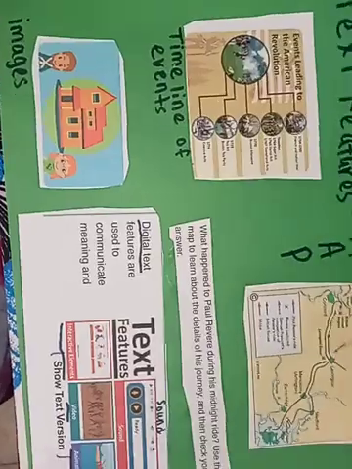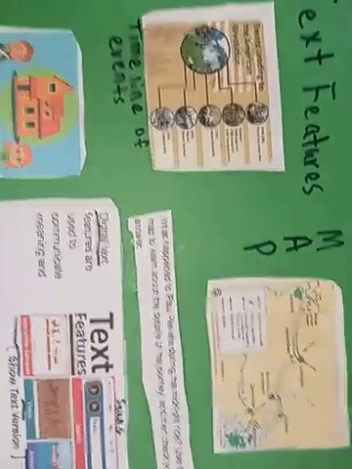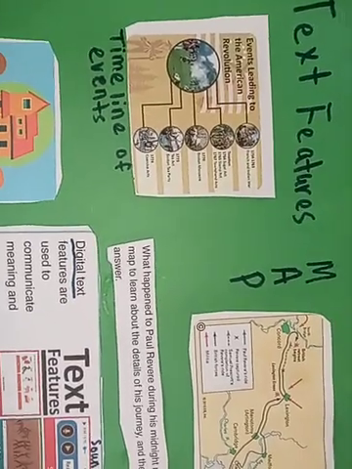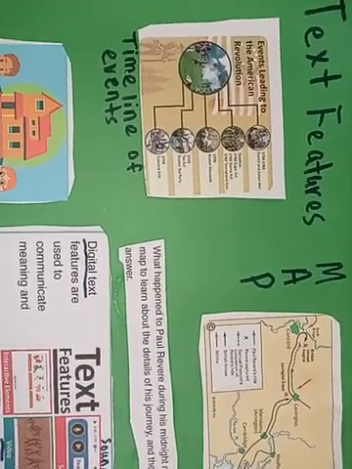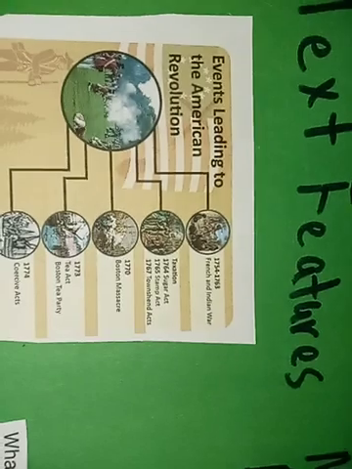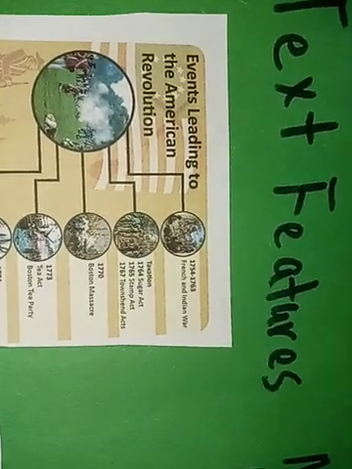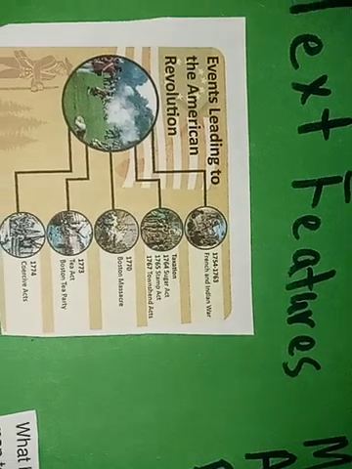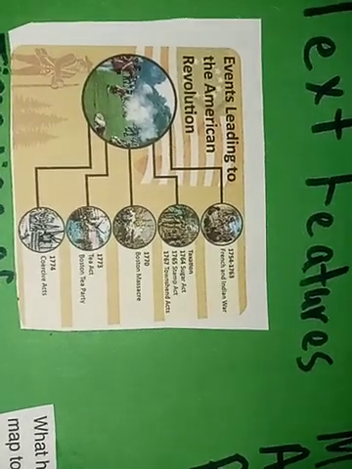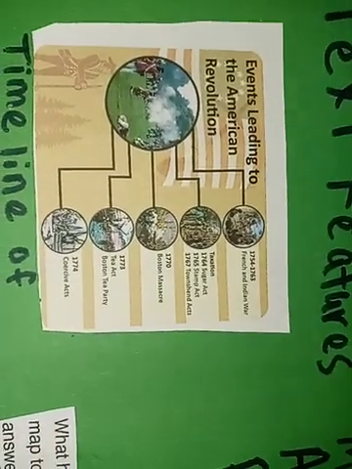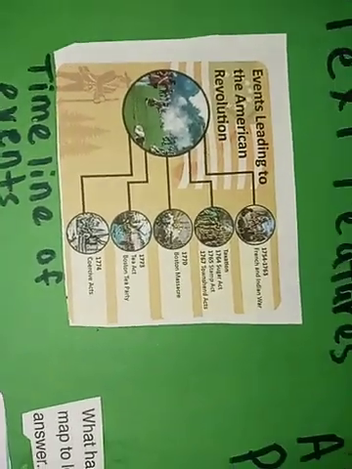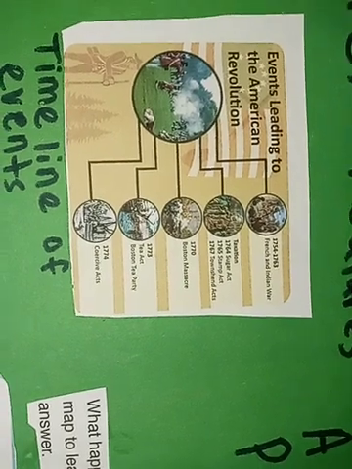Okay, all right. Text features. Here we have a timeline. It has a list of events leading to the American Revolutionary War. And I believe you can start with 1754 through 1763. We had the French and Indian War, down through to taxation, Boston Massacre, and the Tea Act and the Boston Tea Party, all the way down to 1774, the Coercive Acts.